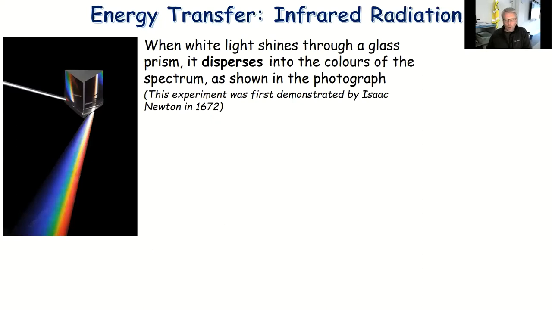we're going to talk about what infrared radiation actually is. And in order to do this, we need to build on the work of Isaac Newton in 1672. And he was the first person who demonstrated what white light is actually made of.